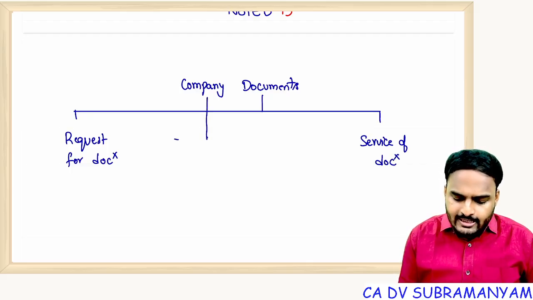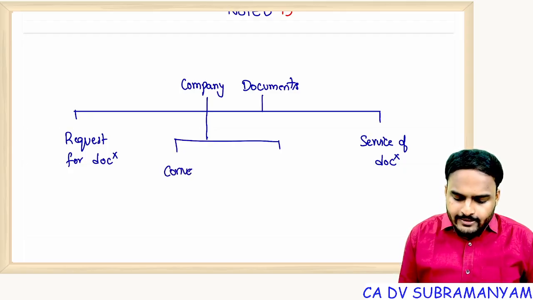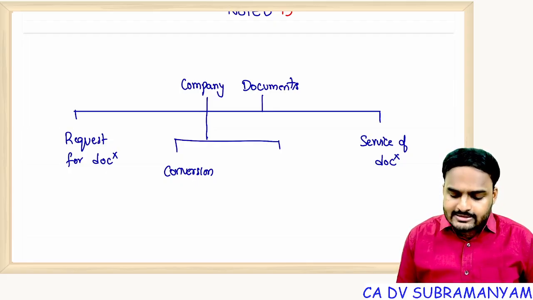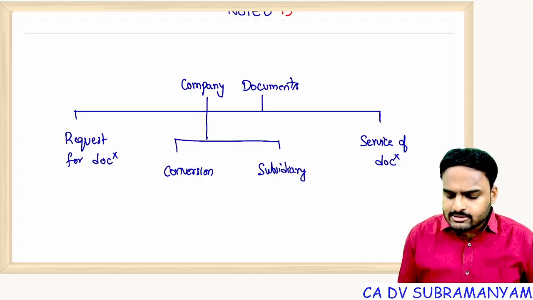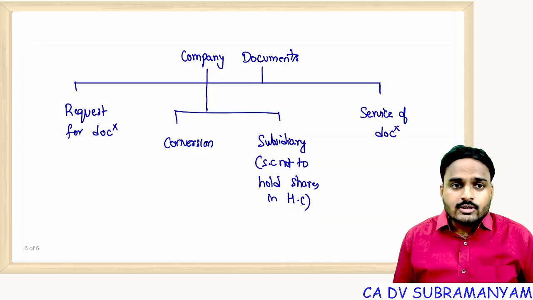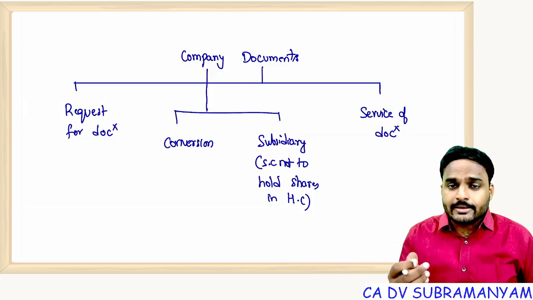Company documents. Again, the company has two branches. One is conversion of company: public to private, private to public. The second one is subsidiary. Sir, what is the subsidiary? Subsidiary company not to hold shares in holding company. And yes, any member can request for documents, and it is the duty of the company to serve those documents.